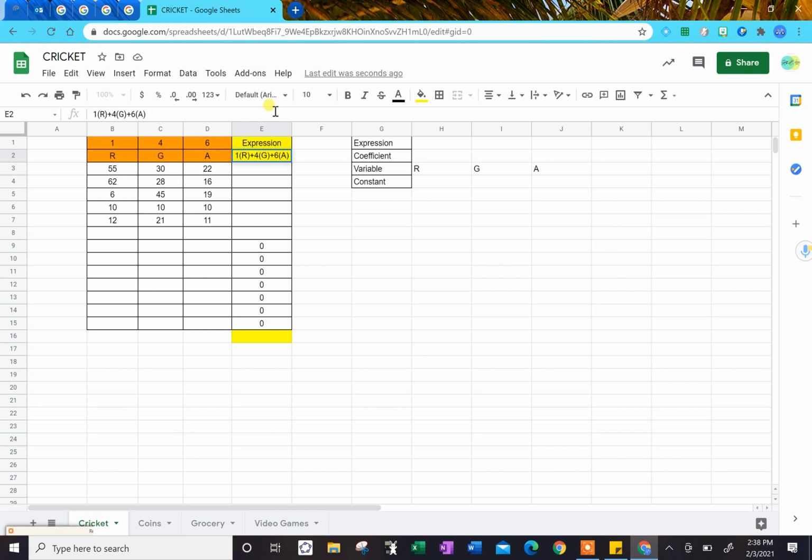The reason why is because 1, 4, and 6 are the coefficients of my variables. So I have 1, 4, and 6. It's because runs are always 1 point, ground boundaries are always 4 points, and hitting it over the boundary in the air is always 6 points. So now what does this look like here?